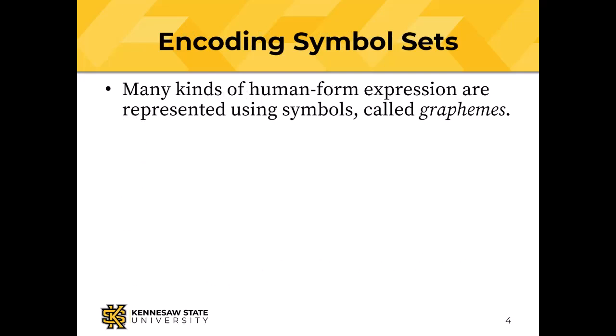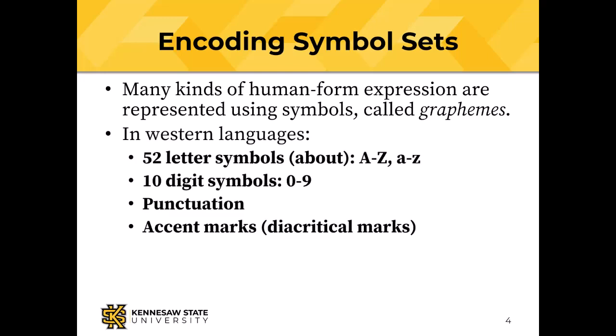Many kinds of human expression are represented using symbols called graphemes. In Western languages, we need about 52 letter symbols, that is, the capital and lowercase letters. I said about because some languages have more than or fewer than 52 letters. The Gaelic language, Irish, has 18 letters. Swedish has 29. We need the 10-digit symbols 0 through 9. We need punctuation marks, and we might need some diacritical or accent marks.